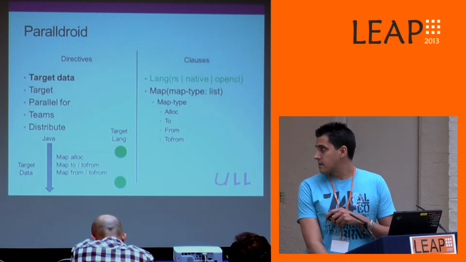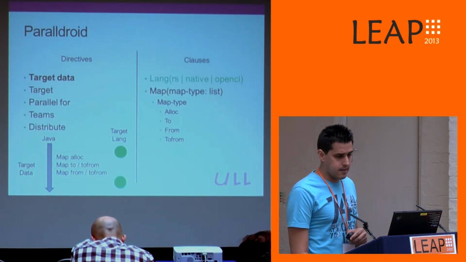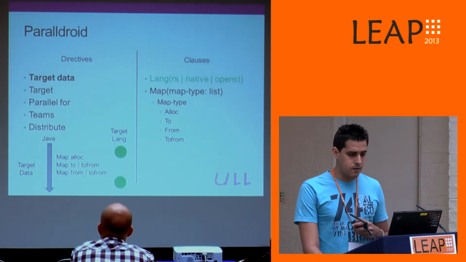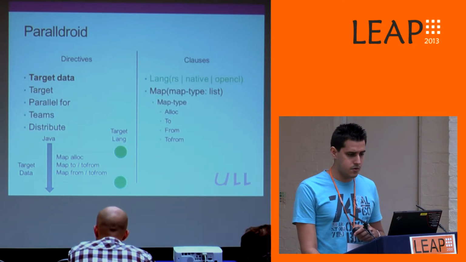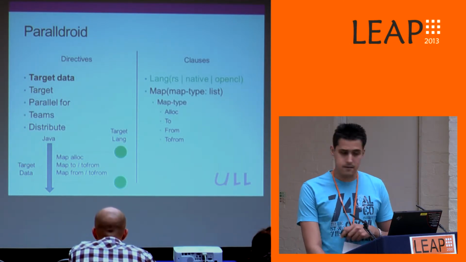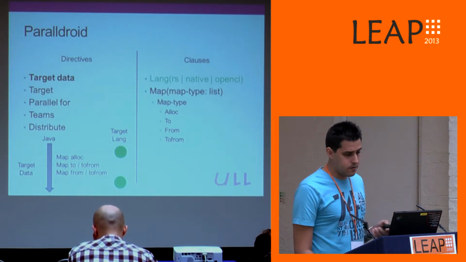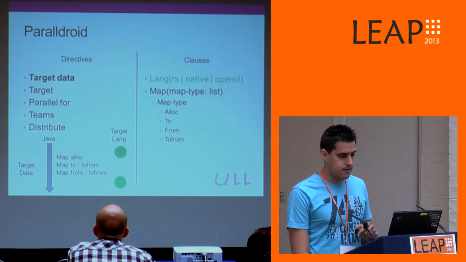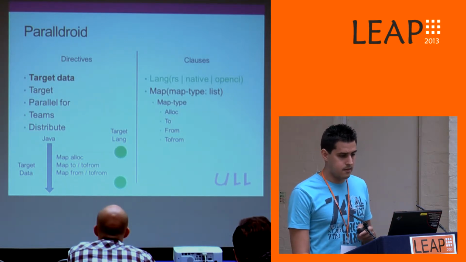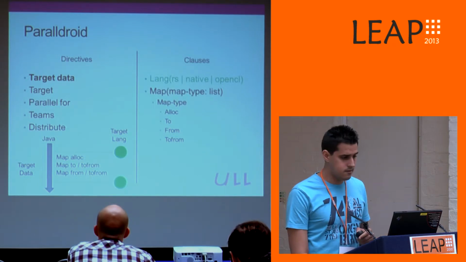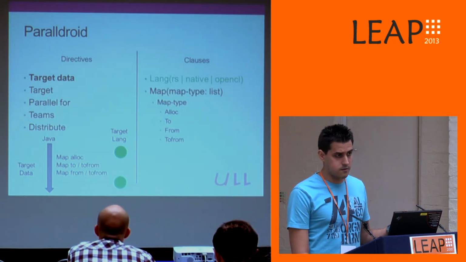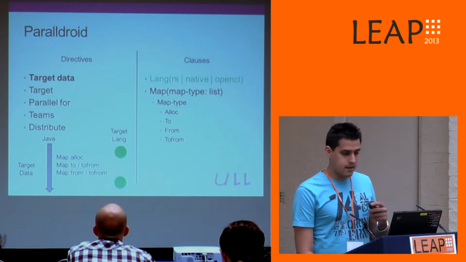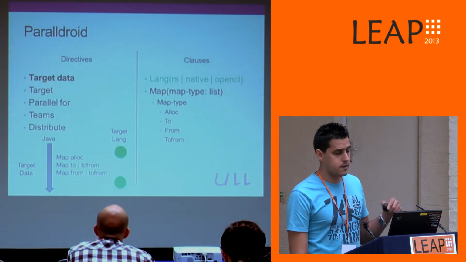The map clause indicates the data that must be mapped to the accelerator. We have different types of map. Alloc only creates the variable, to creates and initializes the variable, from returns the values of the variable, and tofrom initializes and returns the values of the variable.